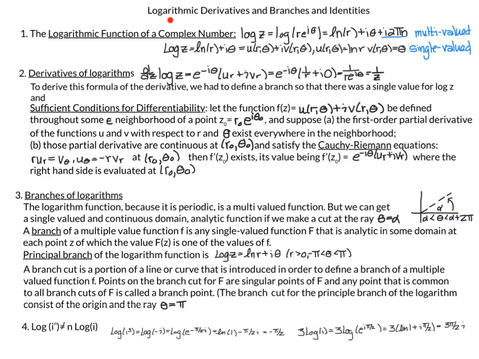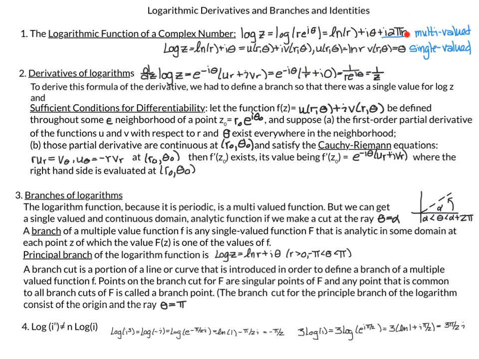In this video, we talk about logarithmic derivatives and branches, and then some identities of the logarithmic function. We start by identifying the logarithmic function of a complex number, and we had derived that in a previous video, that log of z, writing the z in exponential form, r e to the I theta, is equal to natural log of r plus I theta plus I 2 pi n.